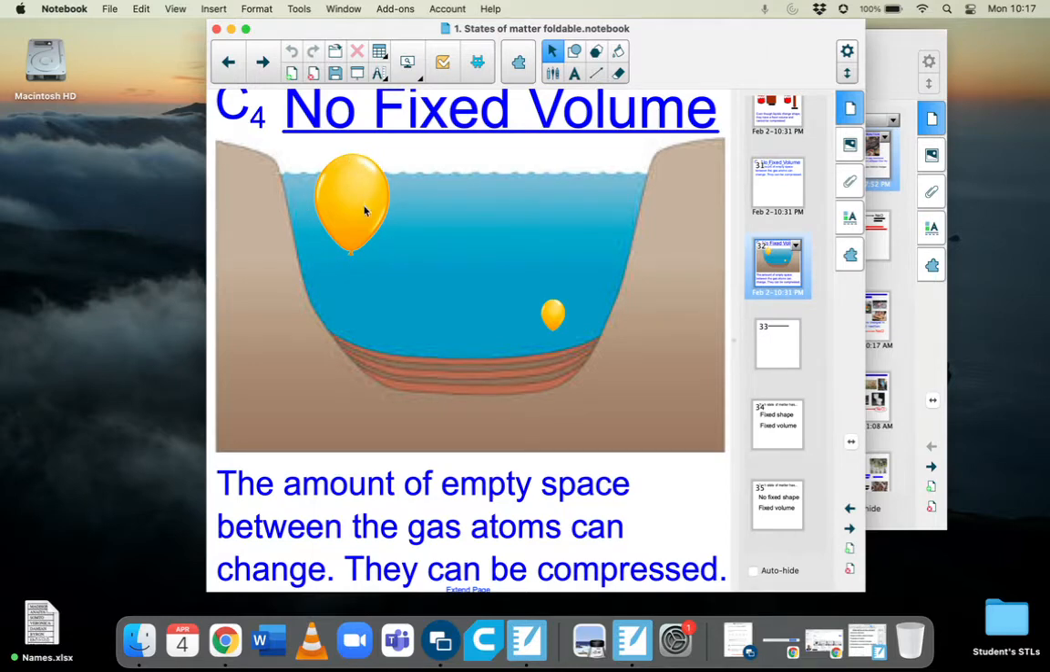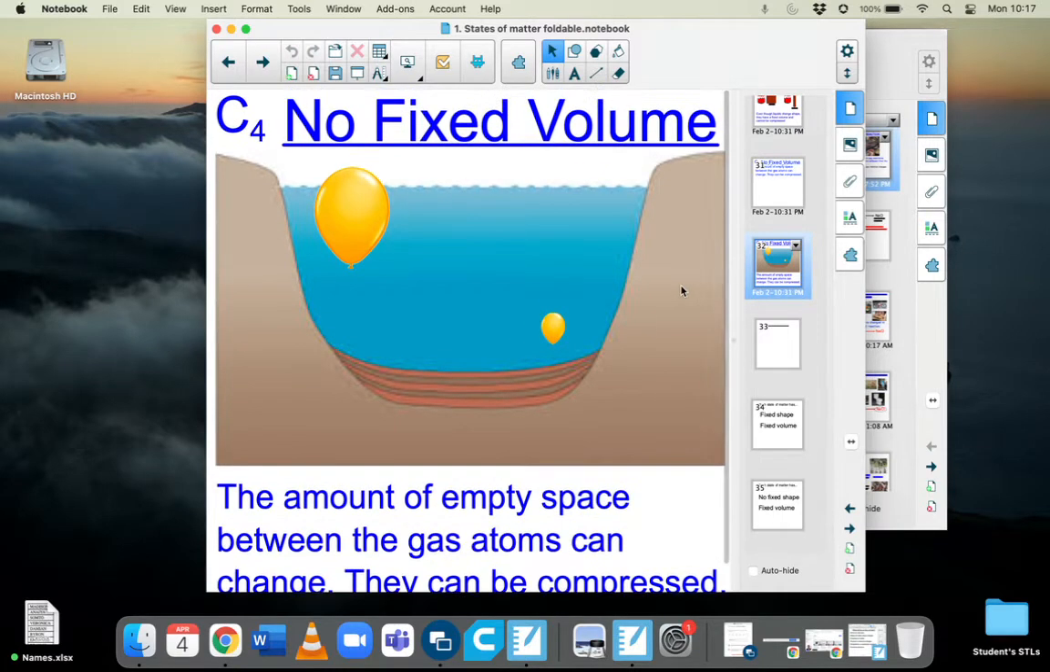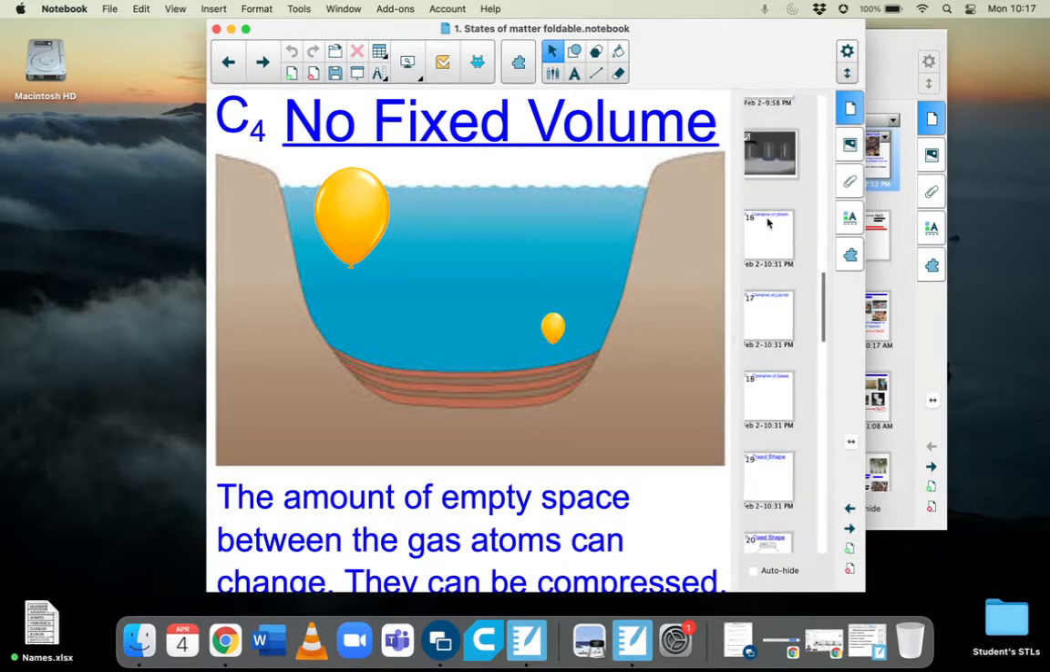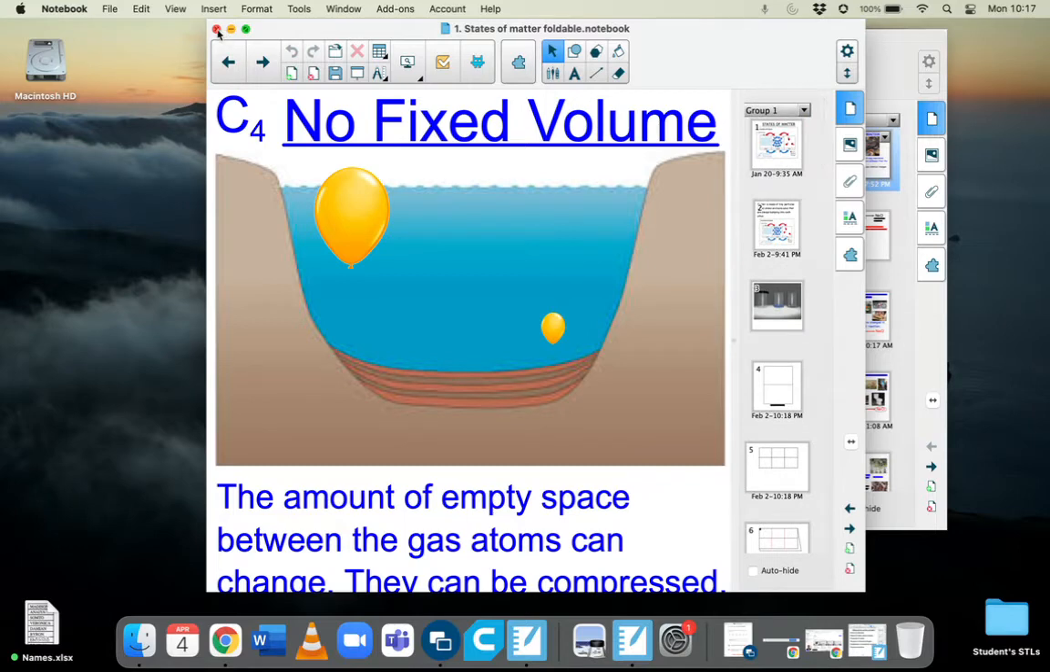Let's say there's 1,000 atoms of oxygen gas inside of the balloon at the surface. If you swim down to the bottom of the swimming pool, because of the pressure of the water surrounding the balloon, it's going to be squeezed down, but there's still going to be 1,000 atoms of oxygen in this balloon, even though they fit into a smaller amount of space. That's what we mean by saying that gases do not have a fixed volume. All right, so that's states of matter.